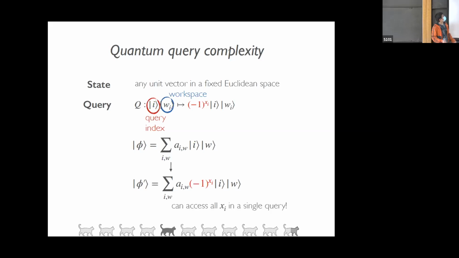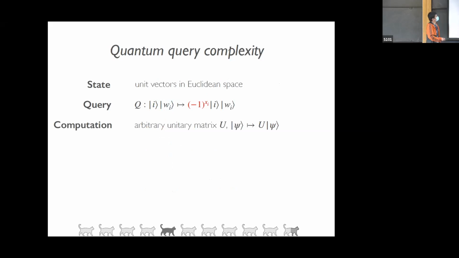So this is how we take advantage of quantum parallelism in a quantum algorithm. Now, in a quantum algorithm, we can do other computations other than a query. A quantum computation can be described by a unitary matrix, so we can apply an arbitrary unitary matrix to our quantum bits.